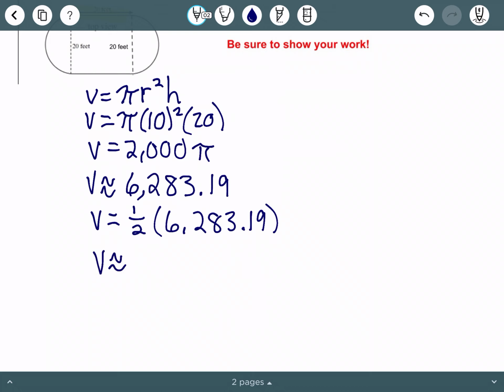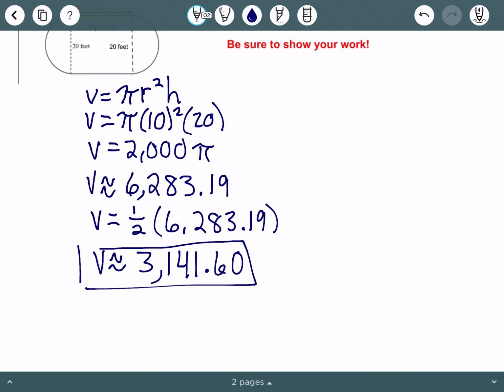So let's take that number, 6,283.19, and we're multiplying by 1/2. That's going to give us approximately, and again, if we're rounding to the nearest hundredth, about 3,141.60. All right, so this answer here is for that half cylinder part.